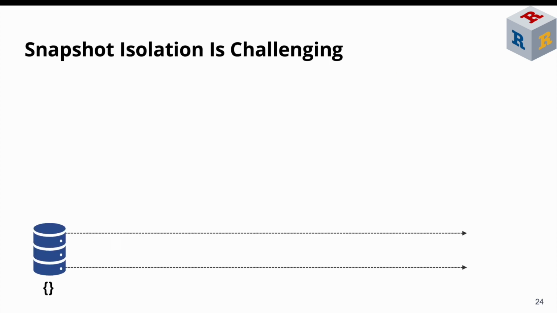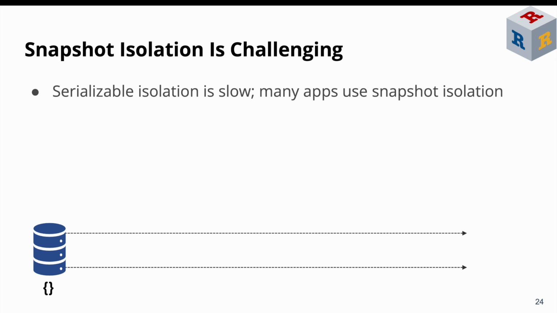So far, it sounds very simple because we assume transactions run sequentially or under serializable isolation. However, serializable isolation is often slow, so developers often would like to use a weaker isolation level for better performance, and snapshot isolation is one of the most popular ones.